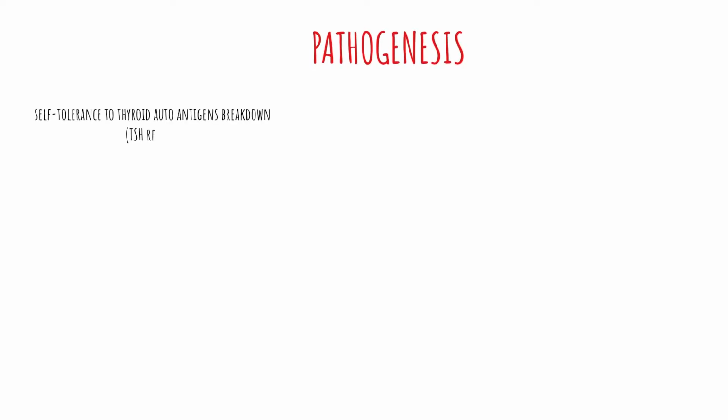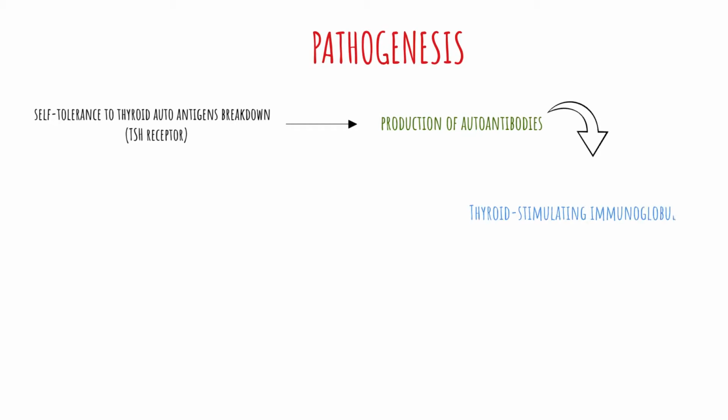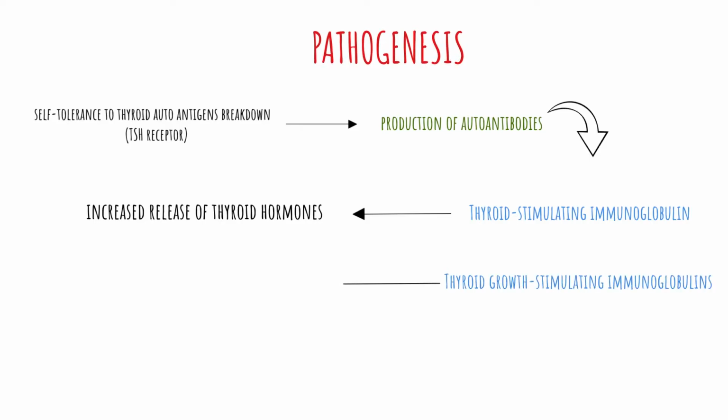Pathogenesis. Graves' disease is characterized by a breakdown in self-tolerance to thyroid autoantigens, of which the most important is the TSH receptor. The result is the production of multiple autoantibodies, including thyroid-stimulating immunoglobulin, an IgG antibody that binds to the TSH receptor and mimics the action of TSH, stimulating adenyl cyclase, with resultant increased release of thyroid hormones. Almost all persons with Graves' disease have detectable amounts of this autoantibody, which is relatively specific for Graves' disease.